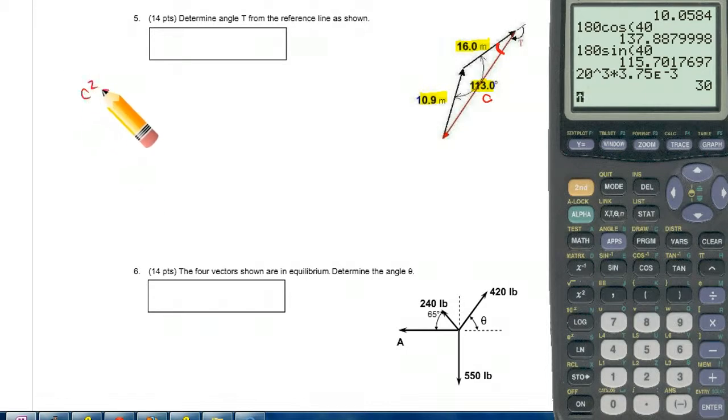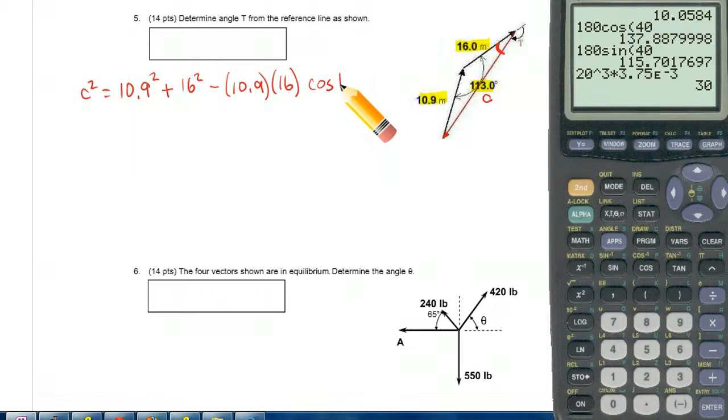So C squared is equal to 10.9 squared, which is one side, plus 16 squared, the other side, minus 10.9 times 16 times the cosine of 113.